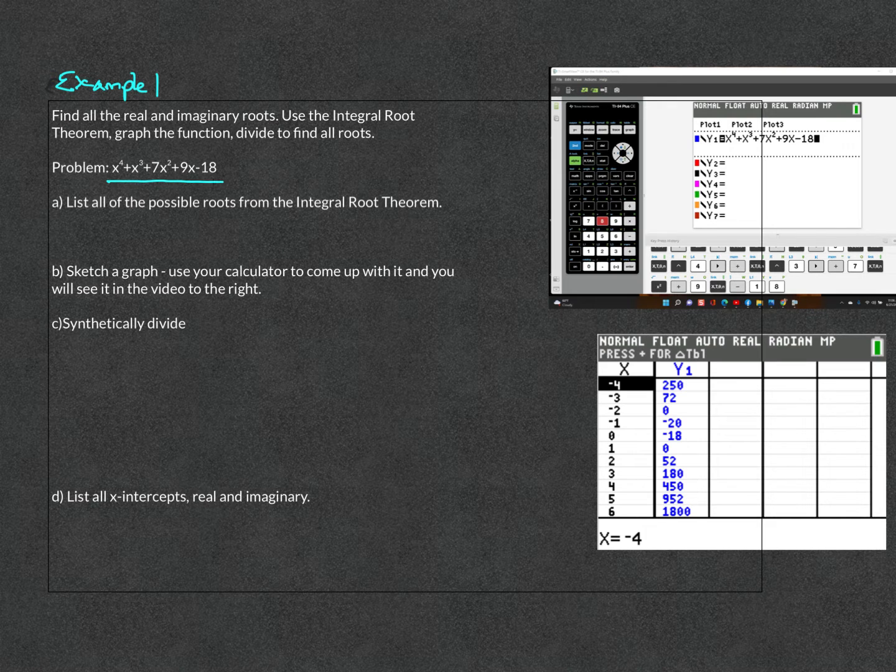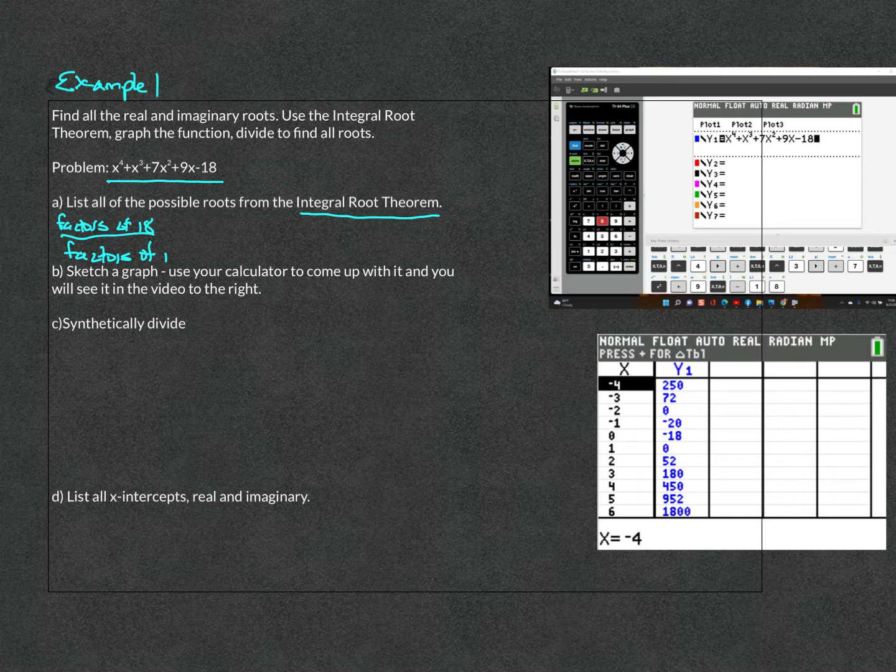X to the 4th plus x to the 3rd plus 7x squared plus 9x minus 18. And it wants us to use the integral root theorem, which means the factors of 18 over the factors of 1. So we really only have to worry about the factors of 18.